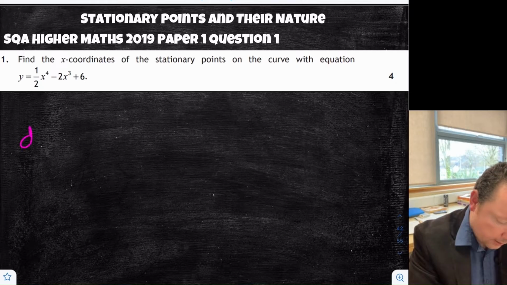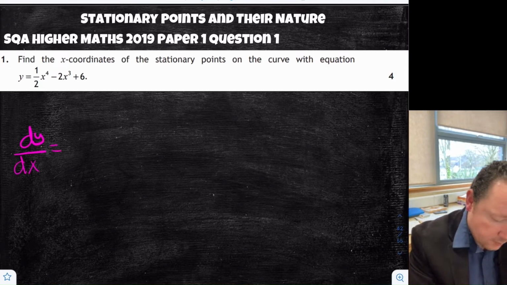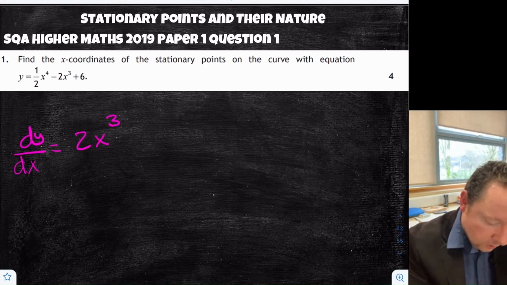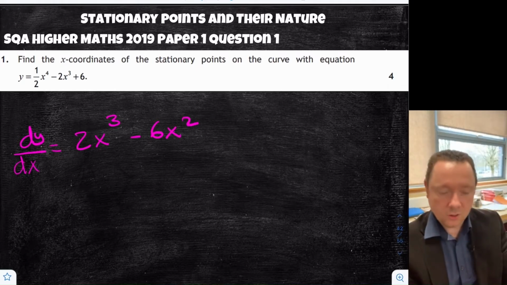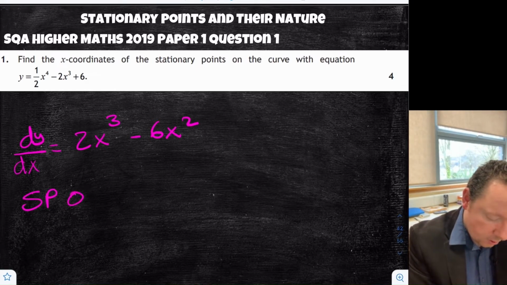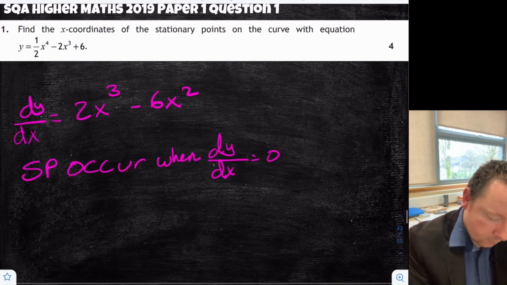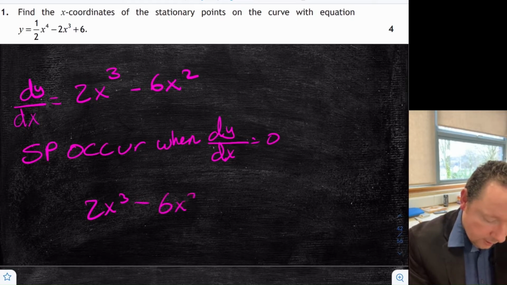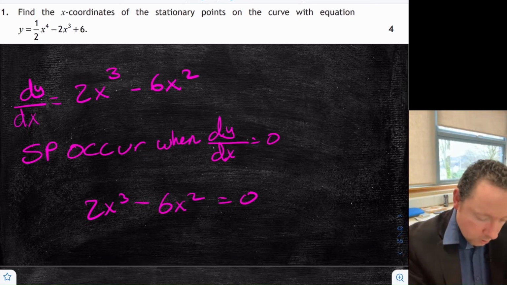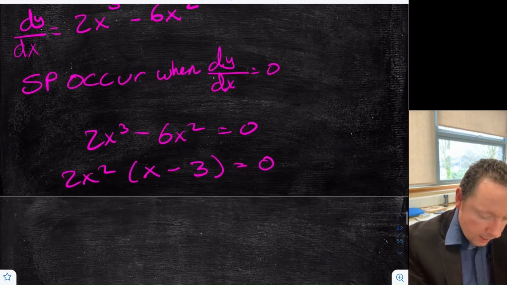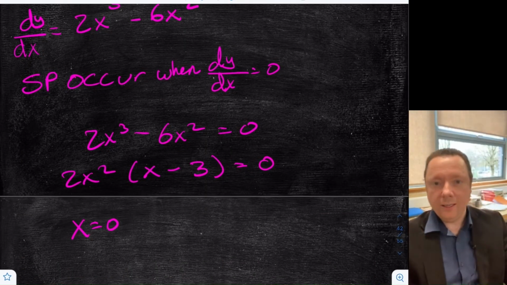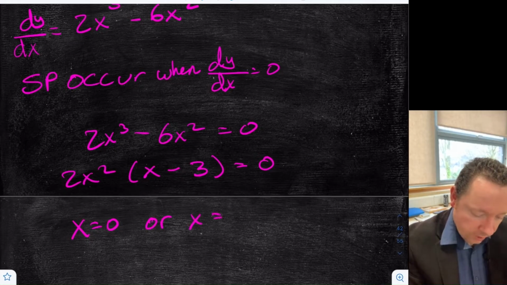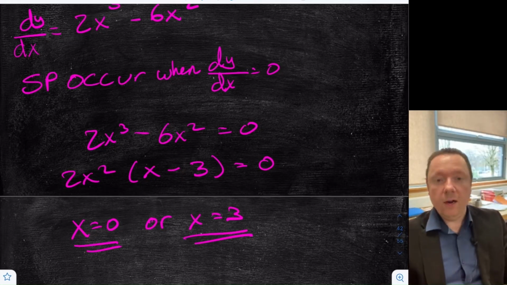So we can find dy/dx. 4 times a half, well that's 2x cubed, take away 1 from the power. 3 times 2 is 6, so minus 6x squared, and then 6 goes to nothing. Stationary points occur when dy/dx equals 0. We've got 2x cubed minus 6x squared equals 0. Common factor of 2x squared to get x minus 3. And that means that x equals 0, because 2x squared equals 0, or x equals 3. And there we are. Simple as that.